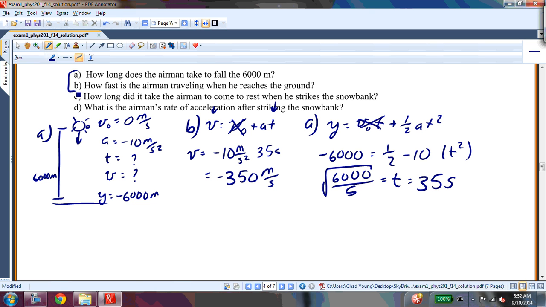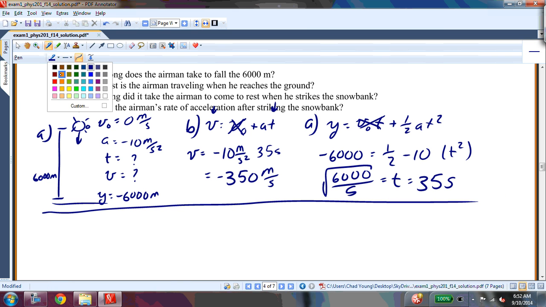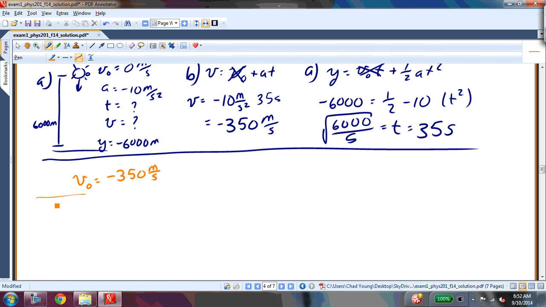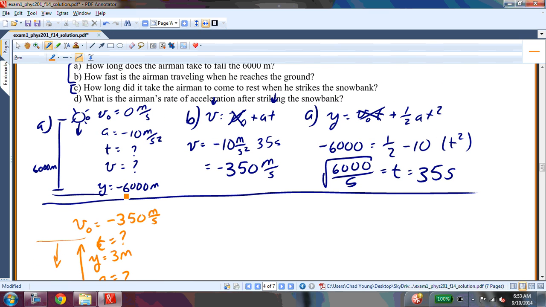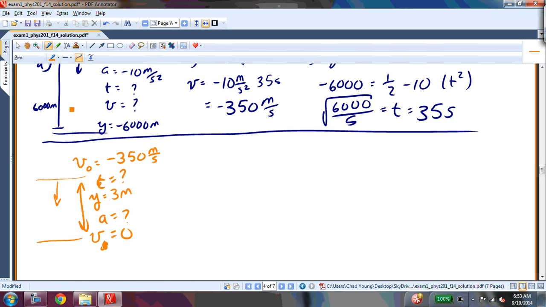Then how long did it take the airman to come to rest when he strikes the snowbank? All right, so now we have a different situation. This guy has a V naught equal to negative 350 meters per second. And then he strikes this snowbank and he travels down towards the ground until he comes to rest, and he has a V final down there equal to 0. And I know that this distance, y I'll call it, is equal to 3 meters. And I don't know his acceleration, and I don't know the time. All right, so here we're not worried about the acceleration due to gravity. It's minimal compared to the acceleration due to the snowbank. The snowbank is actually slowing him down. All right, so I think C and D, we want to find both of those things. So we'll treat these in parallel.